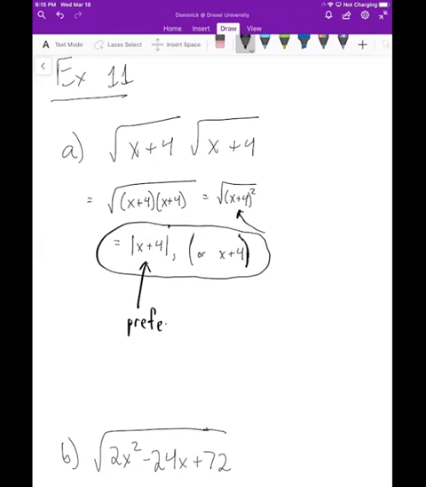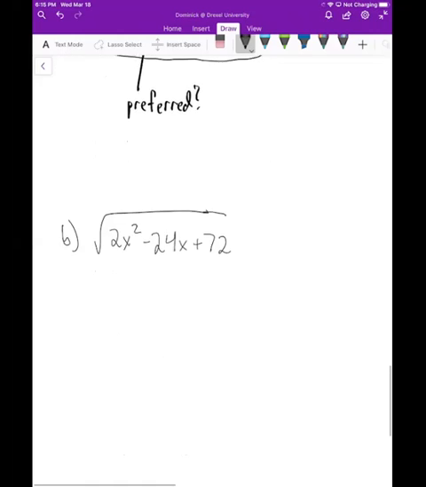And let's see, I think that's how you spell it. That's why I teach math and not English, but anyway.